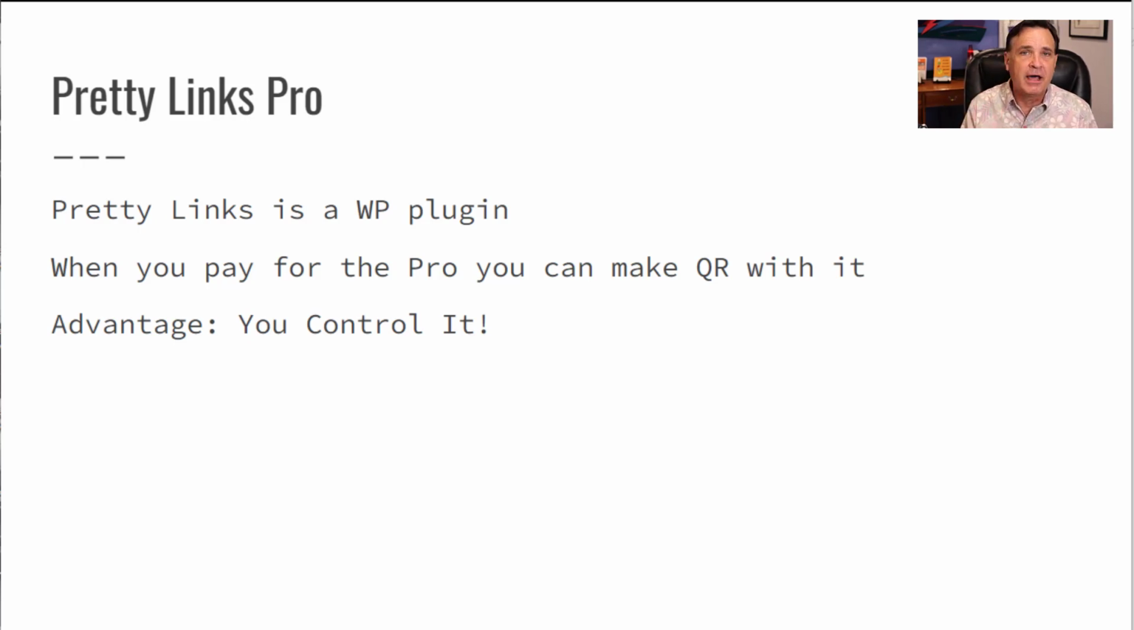It also gives you a lot of other advantages like link tracking, how many link clicks you're getting, whether they're unique or where they're clicking from, etc. Lots of great details that you get in addition to the QR codes when you get Pretty Links Pro.